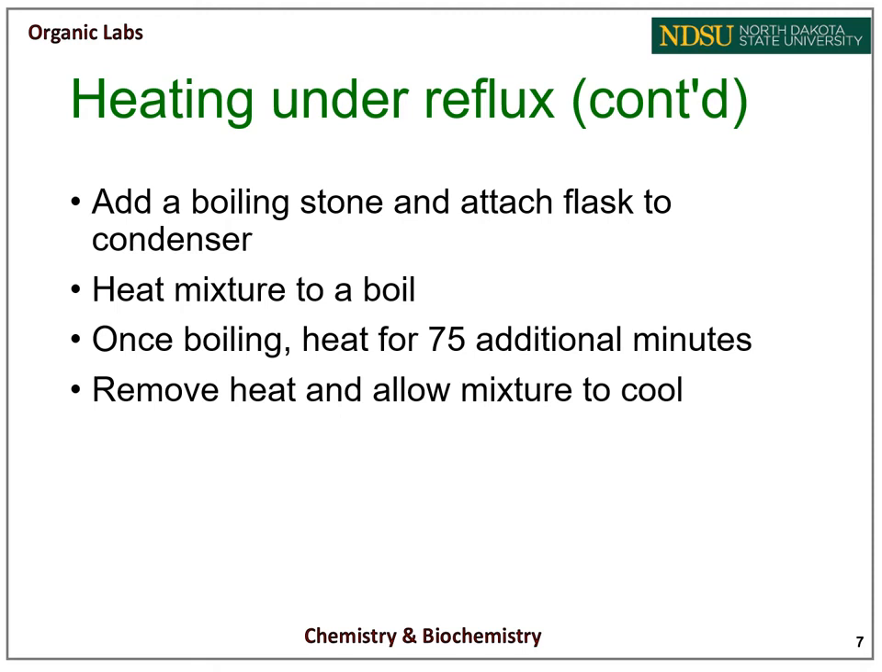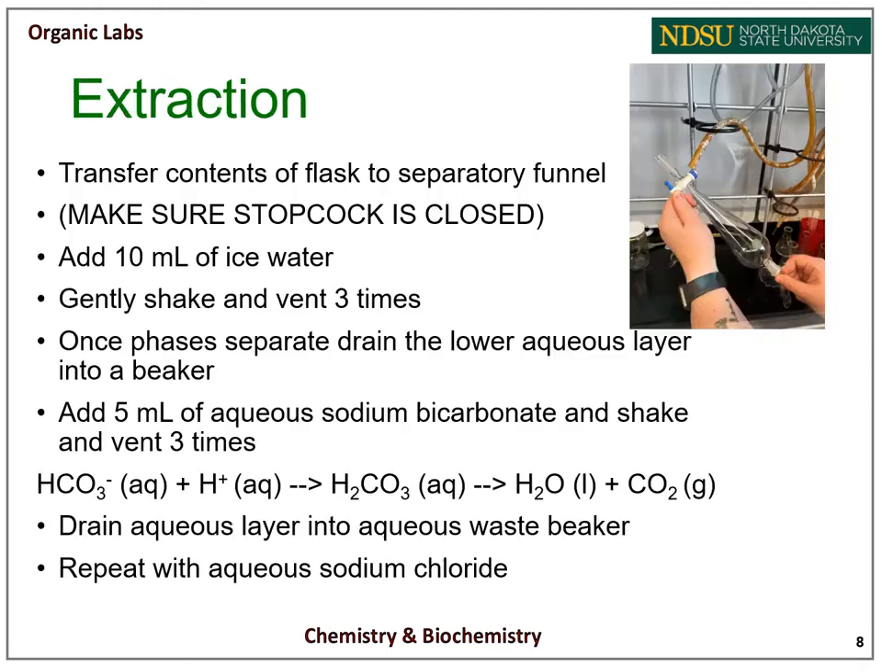Then you'll add your boiling stone and attach the flask to the condenser with a cat clip. Heat the mixture to a boil, and once it's boiling, heat for an additional 75 minutes. As mentioned earlier, you'll heat your compound to just above the boiling point. You should see a reflux ring, which is condensation, about halfway up the condenser. If this ring is too high, you may lose vapor, and if it is too low, you may not be heating it enough, which will cause the reaction to not fully complete. After that, remove it from the heat and allow it to cool.